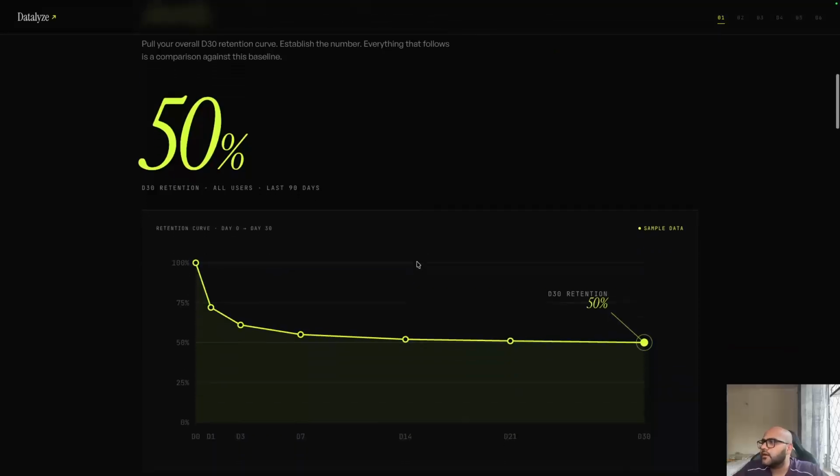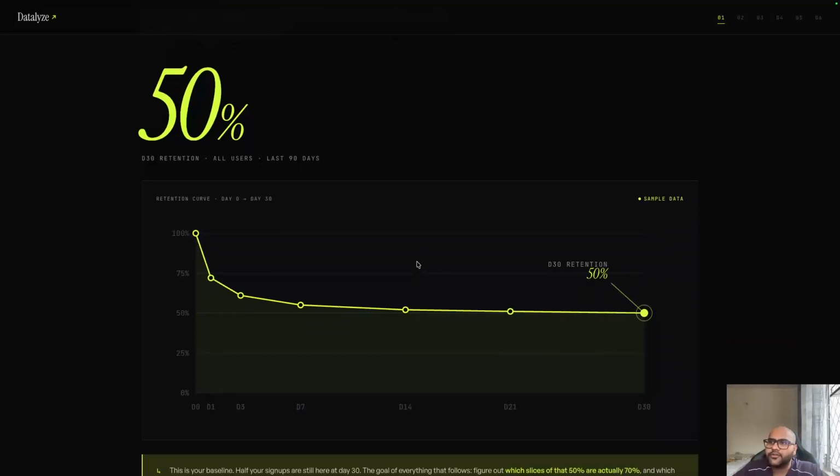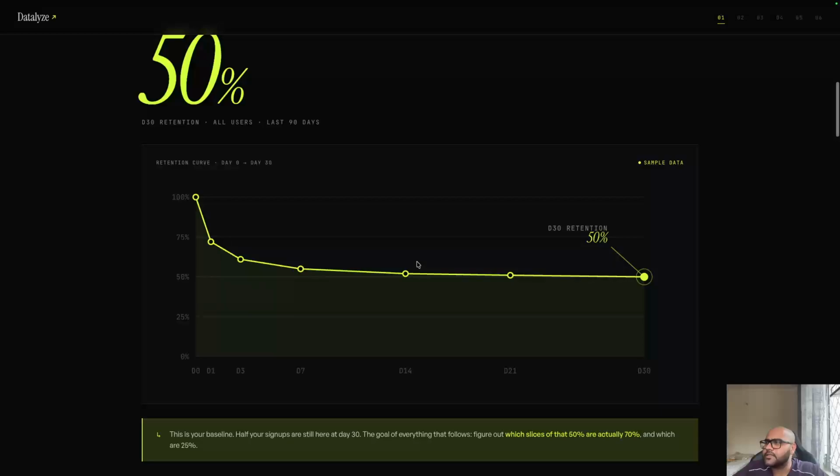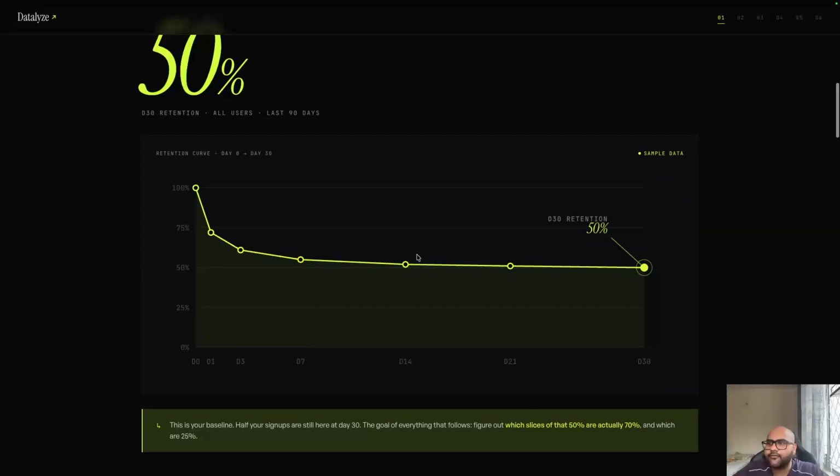So let's say, and I've taken a very good example of retention here, I mean, if you are at 50% at day 30, I think you're doing a great job. But let's just say that our day 30 retention is at 50%, right? So this is our baseline, which means that half of our people who sign up are still active by day 30 or after that, right?